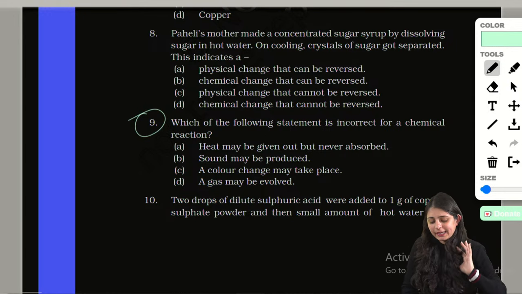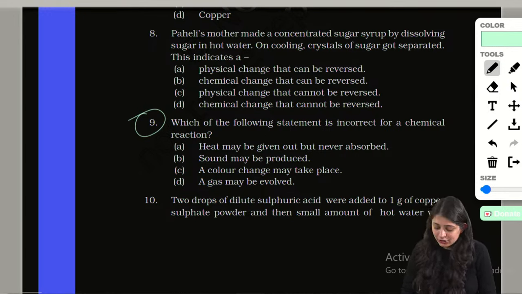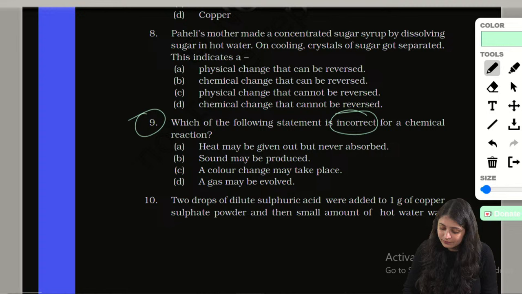Chaliye, question number 9. Which of the following statements is correct for a chemical reaction? Heat may be given out but never absorbed. Sound may be produced, color change may take place, a gas may be involved. इनकरेक्ट बताना है आपको मुझे नाइन्थ क्वेश्चन में. इनकरेक्ट कौन सा है? Let's see. I know beta you're too much late, just 10 more minutes.